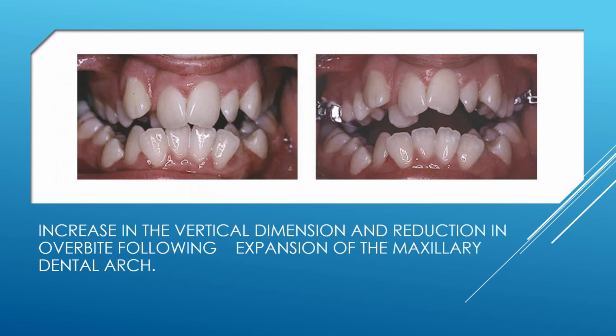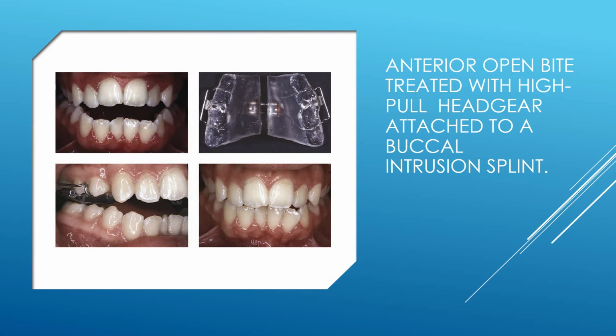The headgear can be run directly to bands on the upper first molars or to a removable appliance with posterior capping for intrusion. Headgear can also be used in combination with a functional appliance to try and correct an increased overjet when there is a reduced overbite and a vertical growth pattern.